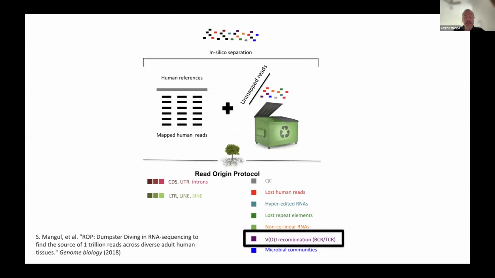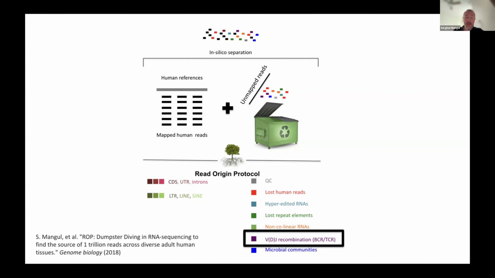Okay, so the motivation was a paper which we published a while ago, where we looked at the reads which are discarded. There is part of the sequencing information given to you by the sequencing machine which people typically throw away. And we asked, is that the right approach? Maybe there is some value in the things people throw away. And indeed there was value, and there are many things you can do from the reads we call unmapped, meaning they were not mapped to the human genome. Things like repeat elements, hyper-edited RNAs, non-collinear RNAs, and many other things.